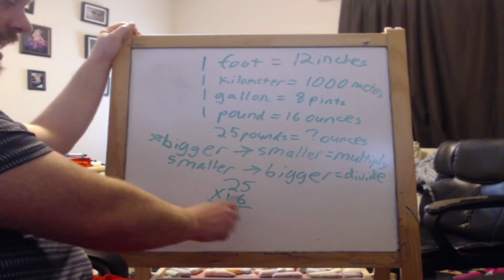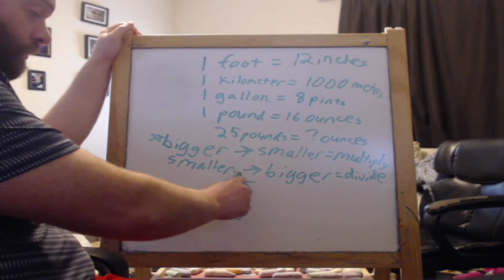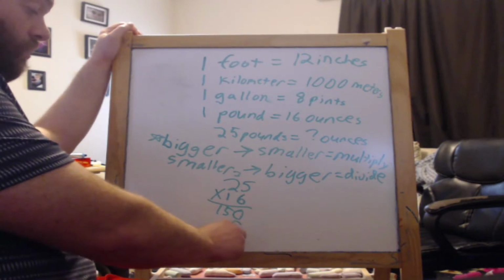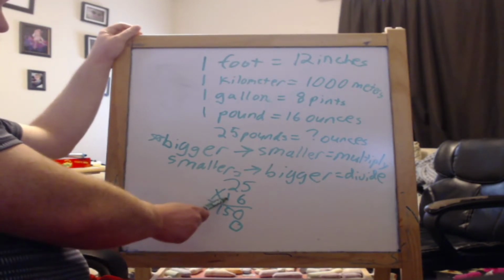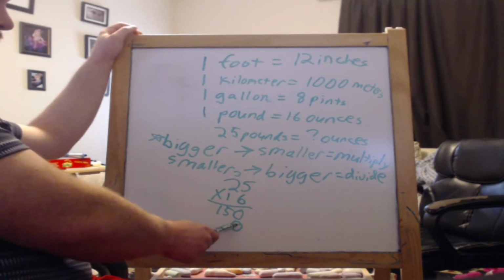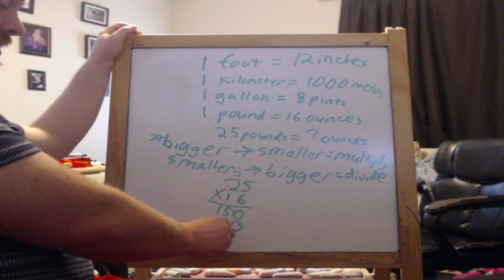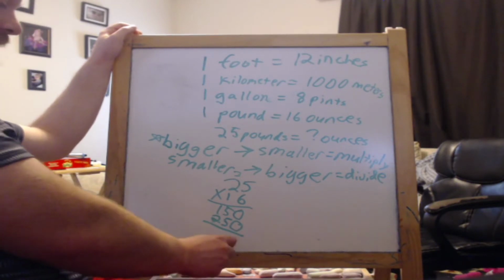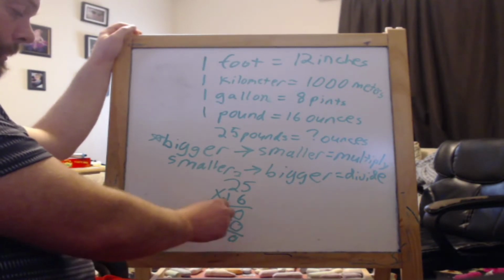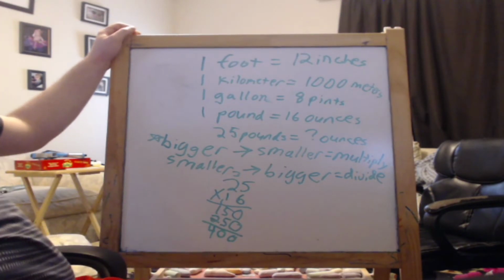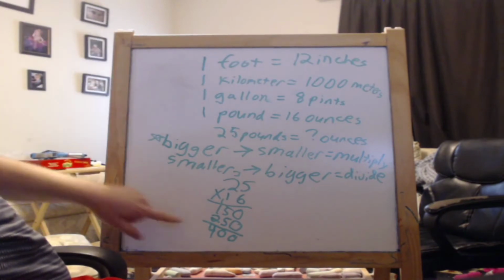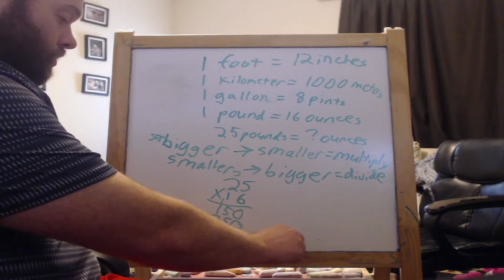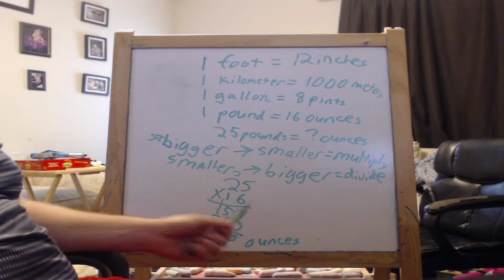Okay, we can just do this math. 6 times 5 is 30. 6 times 2 is 12, plus 3 equals 15. I put a 0 down here because we're multiplying by 10, and the 0 makes it 10. So 1 times 5 is 5. 1 times 2 is 2. So 150 plus 250 is 400. So 25 pounds equals 400. Always remember to write the unit. So it is 400 ounces.